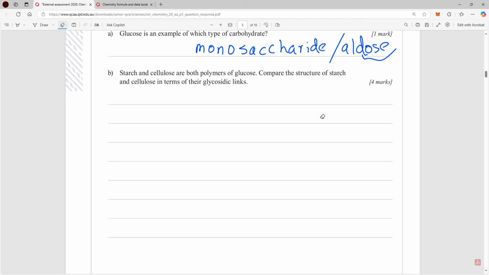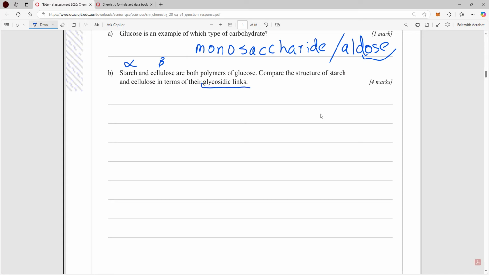So cellulose uses beta glucose and starch uses alpha. So this is pretty much all I remember about these, and they're really big chains. Now you've got to remember, you've got to use and compare the glycosidic links. So pretty much where they join up, okay? And they all join usually at a 1,4 glycosidic bond, okay?